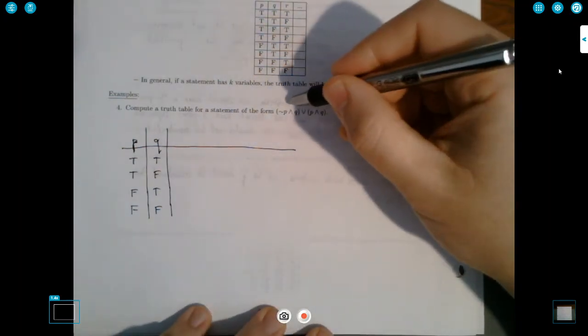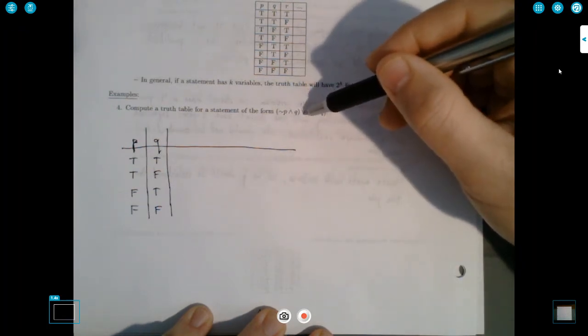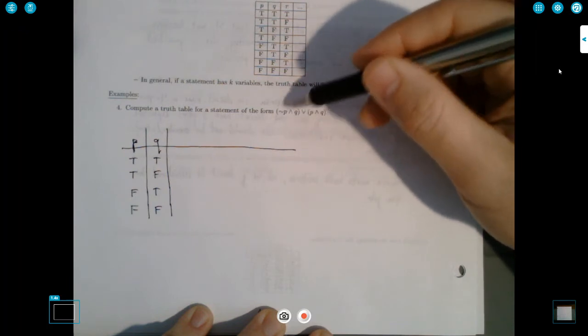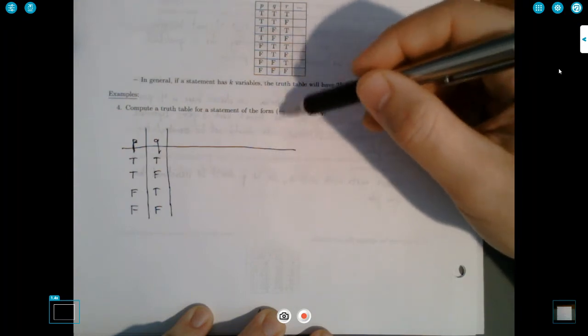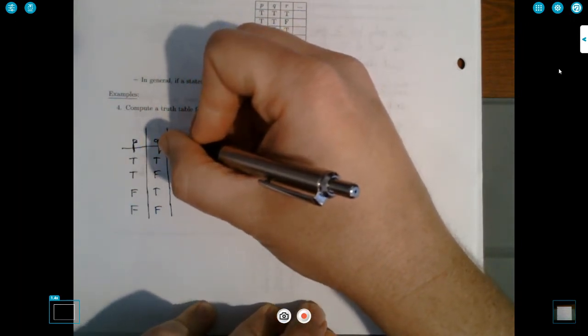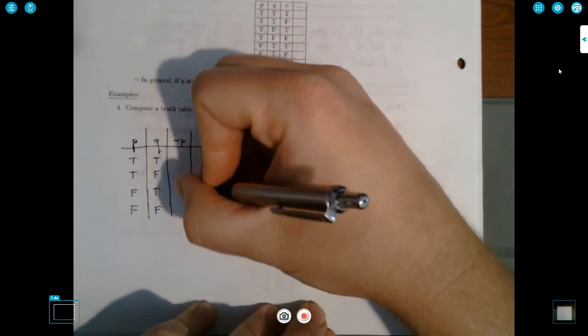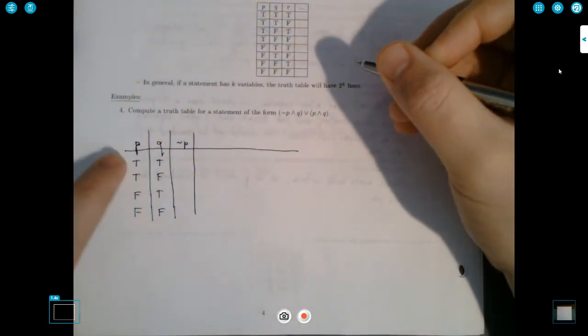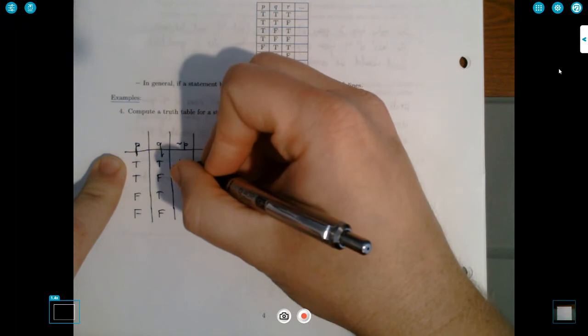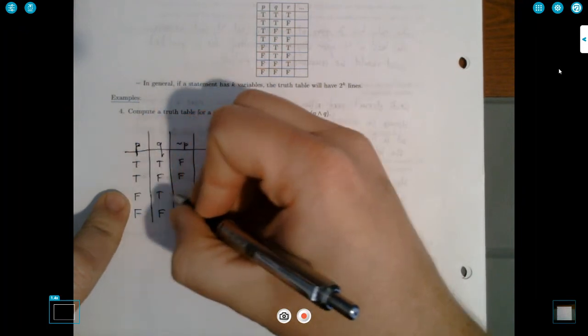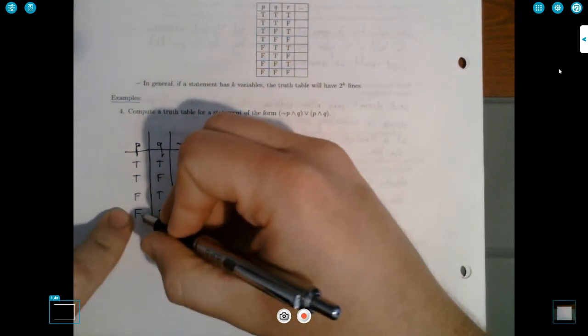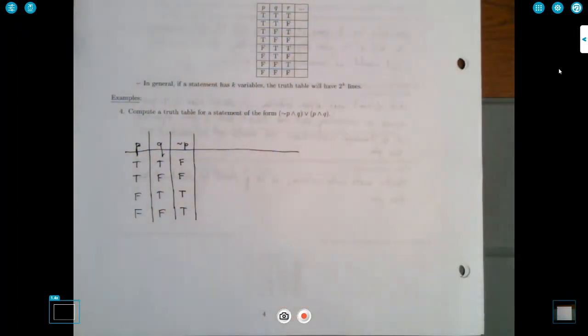Now again, this is where I'm trying to end up. So if you think through the process, in order to end up with this OR, first I need to do this AND, not P and Q. I also need to do this AND, P and Q. But in order to do this first AND, not P and Q, I first need to know what not P is. So I'm going to make another column for not P. Let's see what not P is. Well, if P is true, then not P is false. If P is false, then not P is true.